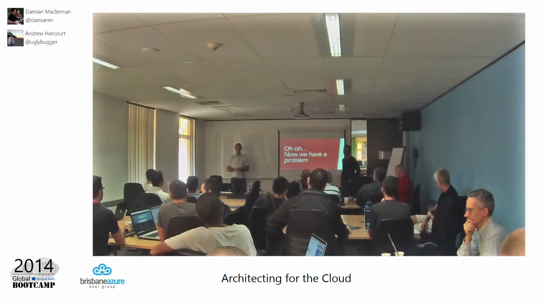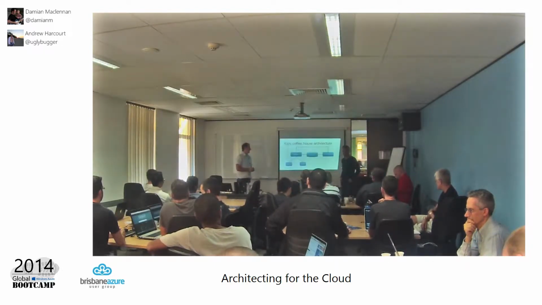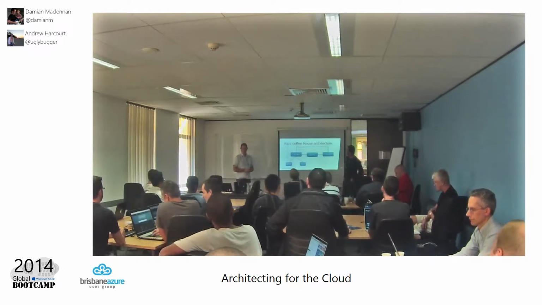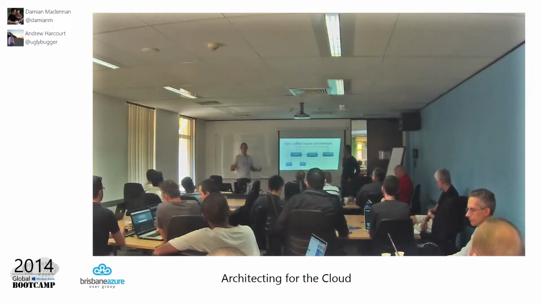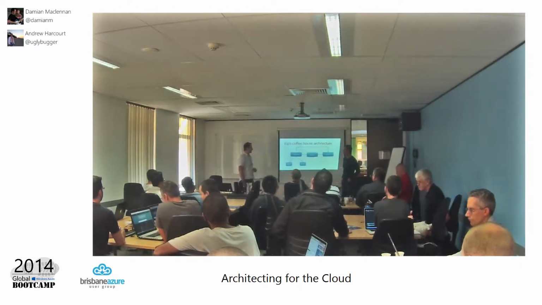Does anyone have an idea what that might be? The POS system. The POS system. POS systems are always a problem. So let's go back to Kip's architecture. So we now open 400 shops in Australia, and with this architecture.